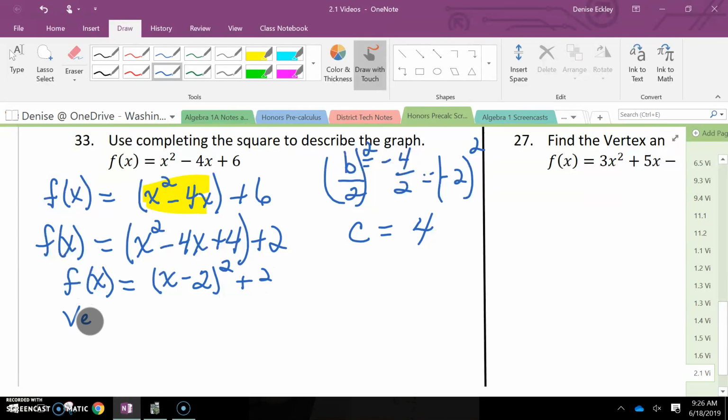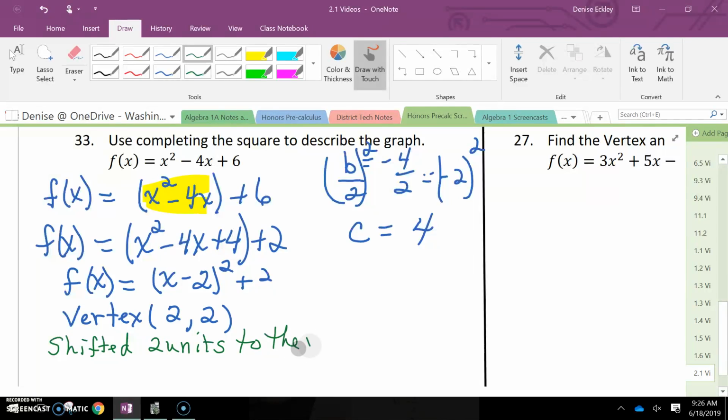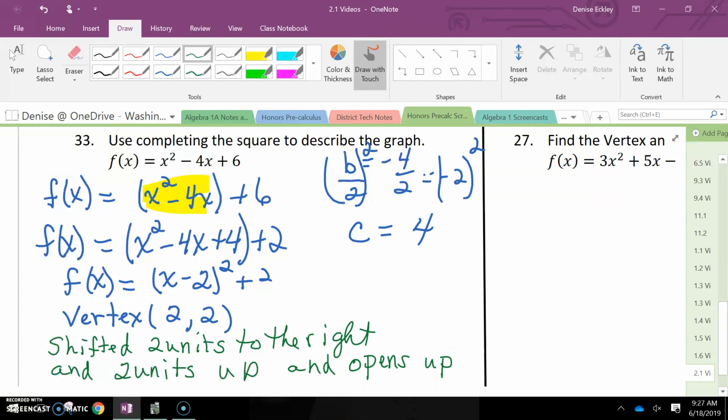So now I have my vertex, which is (2, 2), and I can say that the graph has been shifted 2 units to the right and 2 units up, and that it is a graph that opens up. So I know it's not been reflected.